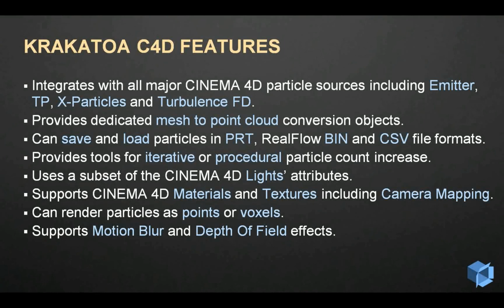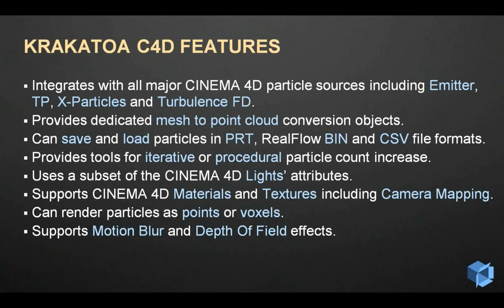We use the lights of Cinema 4D, their attributes, without implementing our own lights, which makes it easier to use an existing scene. We just pick the attributes that are relevant to KRAKATOA and use them. Same for the camera. We have a camera tag that enhances it a little bit, but in general you can use just the cameras and lights as they are. Same with materials and textures, including most of the projection modes and the camera mapping, which is kind of important.